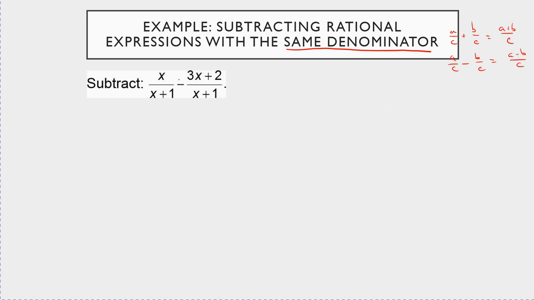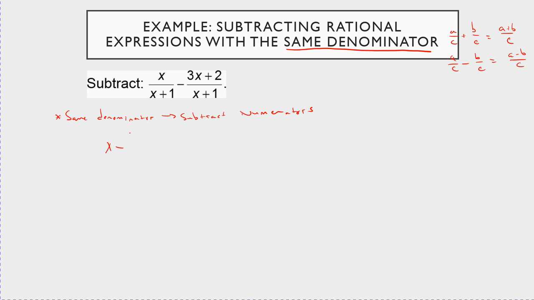I just want to do one quick example of subtracting rational expressions with the same denominator. So I have x divided by x plus 1 minus 3x plus 2 over x plus 1. They have the same denominator, so it's super easy. You can just straight subtract. You're just going to subtract the numerators. So this is going to be x minus.